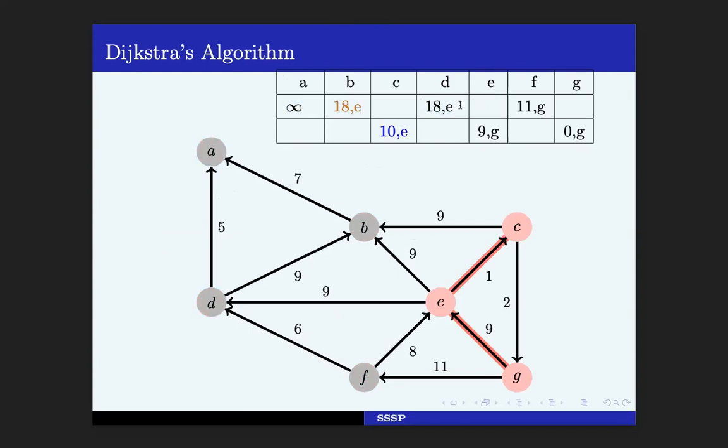Is this the minimum distance from the source to D? It is the current minimum. What do you mean by current minimum? Current minimum means the vertices that we have already covered; through those vertices, this distance is minimum. Right. So that is the other loop invariant.